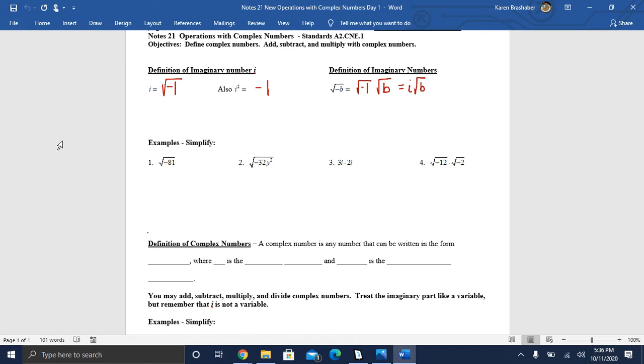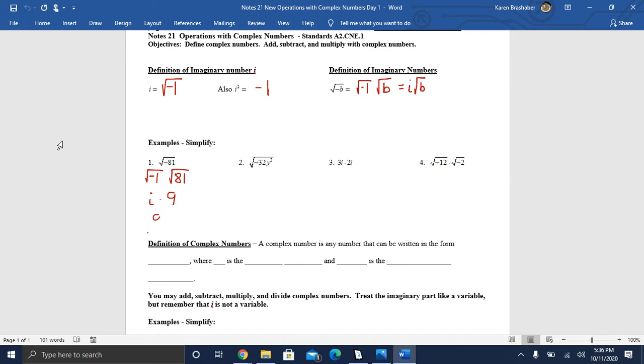And that is true. 9 times 9 is 81. -9 times -9 is 81. And for there to be a square root, it's supposed to be a number times itself. So this is where the imaginary number i comes in. So we will say that the square root of -81 is the square root of -1 times the square root of 81. The square root of -1 is i, and the square root of 81 is 9. 9 times 9 is 81.